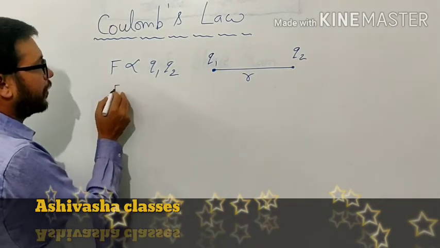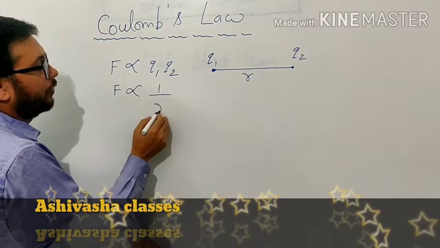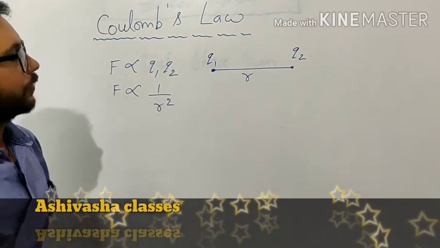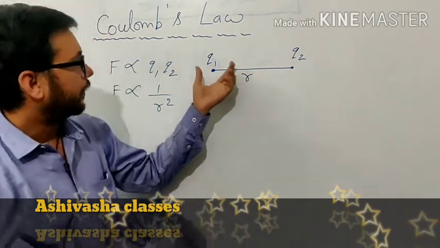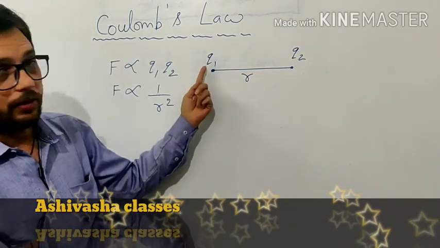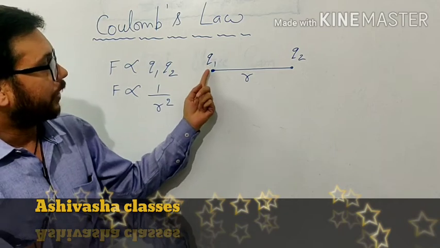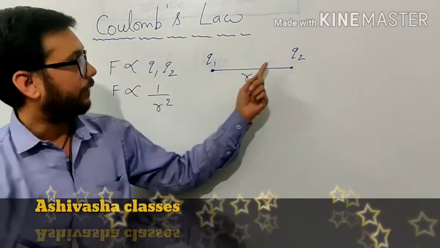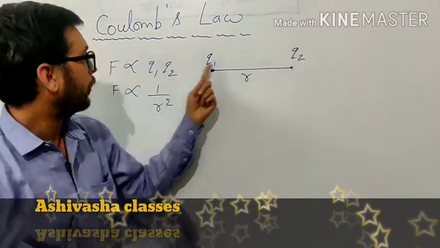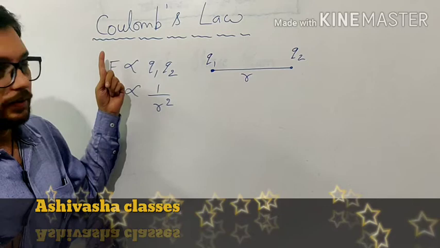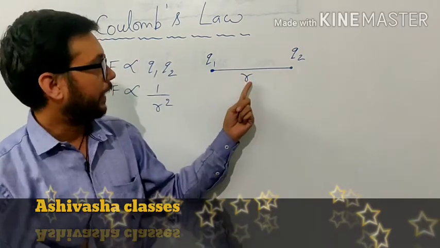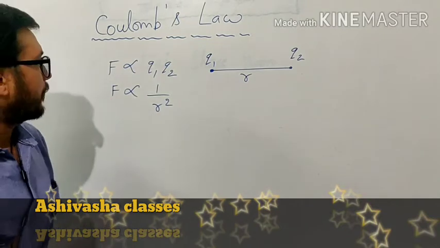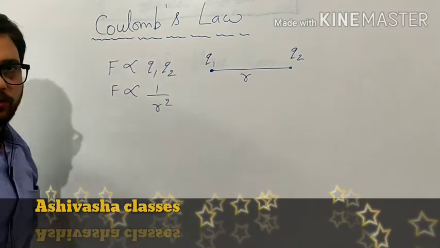and inversely proportional to the square of the distance between them. So we can say that suppose if we increase the magnitude of Q1, then force will also increase. If we increase the magnitude of Q2, then force will also increase. But if we increase the magnitude of R, then the force will decrease. So this is basically Coulomb's law.